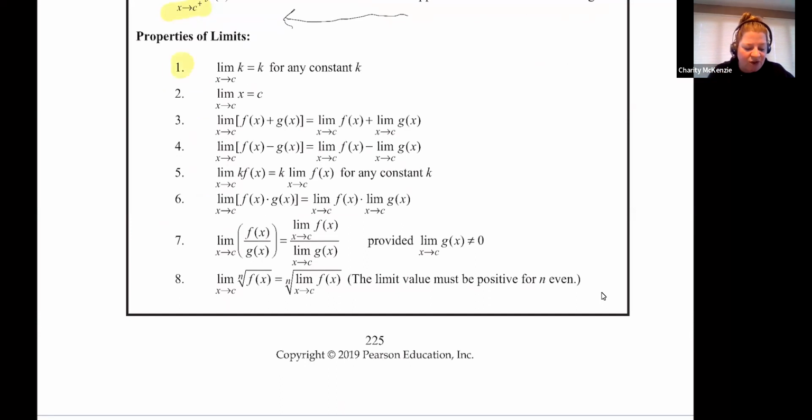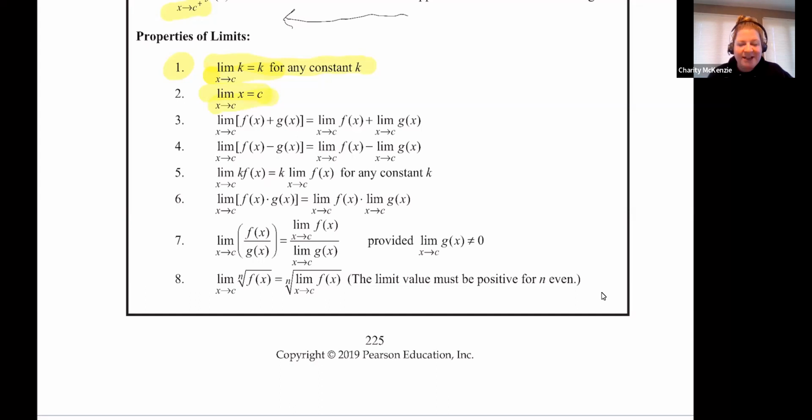So this first one here is saying the limit of some constant k. Basically, if you have a constant k, it is that number. So if you have a horizontal line, and your line is y equals 2, then your function would just be 2, and everything's going to 2. That's what that's trying to tell you. If you have a constant, everything's going to that number. So if you are putting a value into x, you get out just that value.